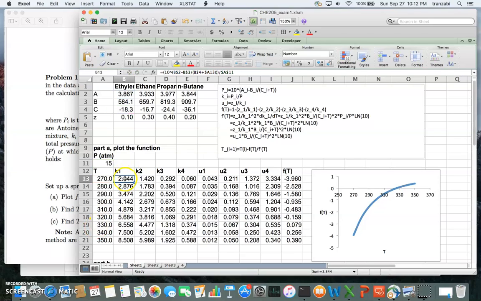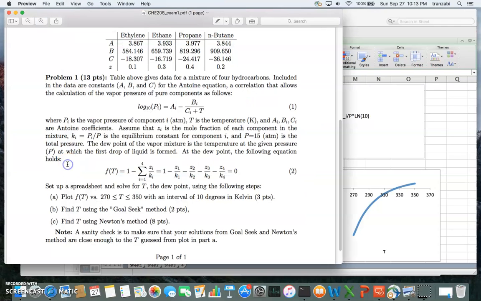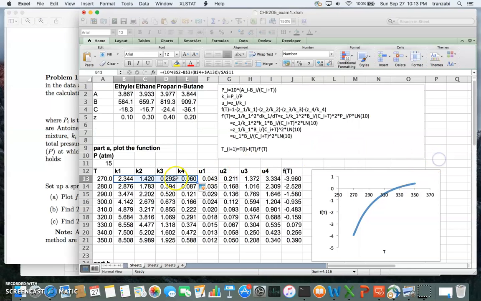As soon as you create K1, you can grab this cell and then move it to the right until you get to K4. So far we calculate K1 to K4. And what is U? Well, by definition, we said U is Zi over Ki. Well, Z1 over K1, Z2 over K2, and so forth. Right, so this part is U1, this part is U2, and then 1 minus U1 minus U2 minus U3 minus U4 will be F. And that's what I have here.